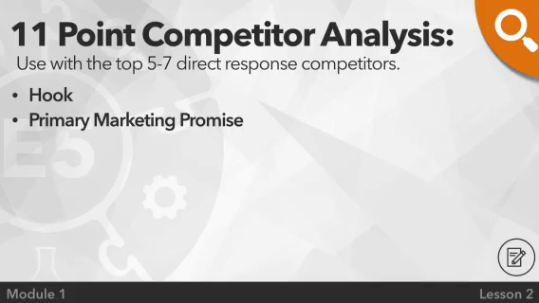Now, typically for the savvy direct response marketer, really the average direct response marketer, you can usually identify the primary marketing promise in the headline. If not, you want to look for the primary benefit statement that each competitor is making. Again, you don't need to worry about doing anything with this. You just want to look at what is the primary promise that these competitors are making.